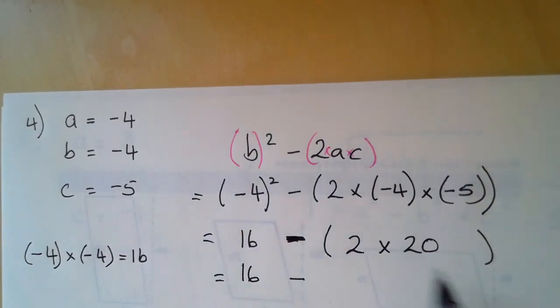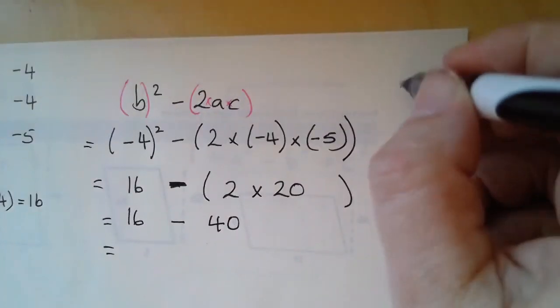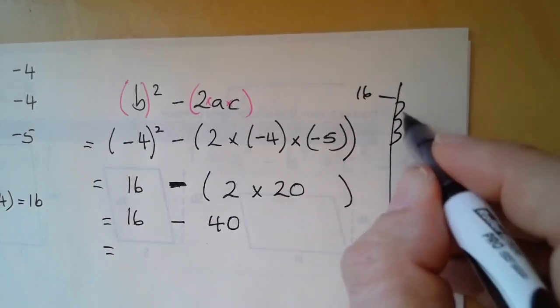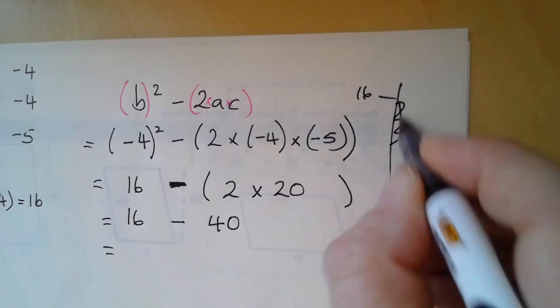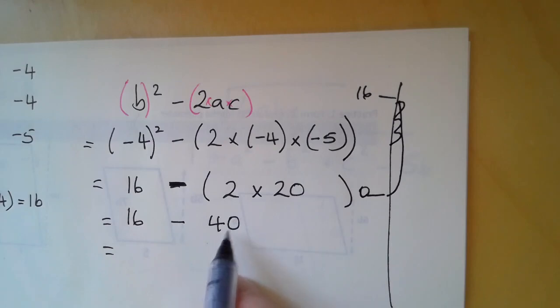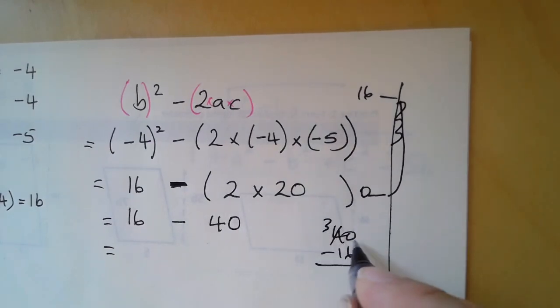2 multiplied by 20 is 40, and then if you want to look at a number line, we start at 16 and we count down 40. We can do it in 10. Well, this takes us down to 16 here. And then how much have we got left over? If we take 40 and we subtract 16, this gives us 24. So then the next step will be negative 24.